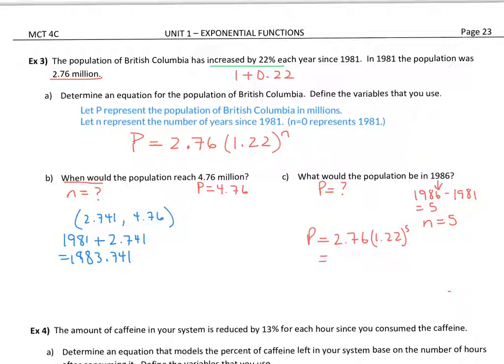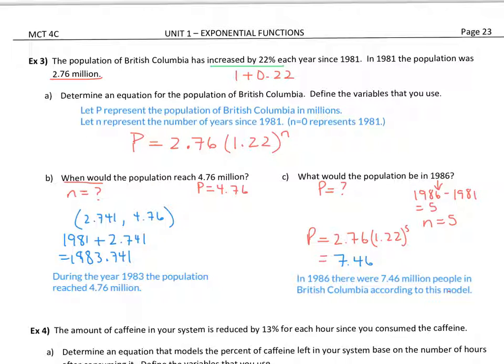And when I put this one, part C, into my calculator, I got a 7.46 out of that. So therefore, in 1986, there were 7.46 million people in British Columbia. Okay, so I've put my therefore statements for both of these questions to answer the question that was actually being asked. All right, try example number 4, and I will take that up on the next slide.